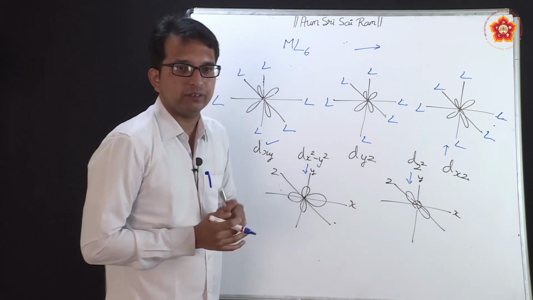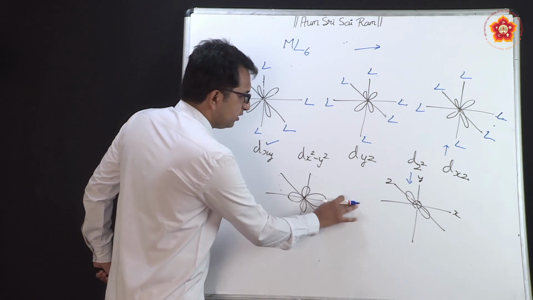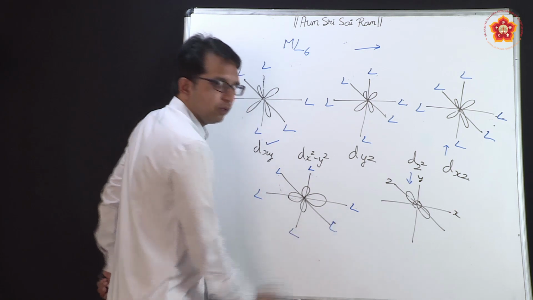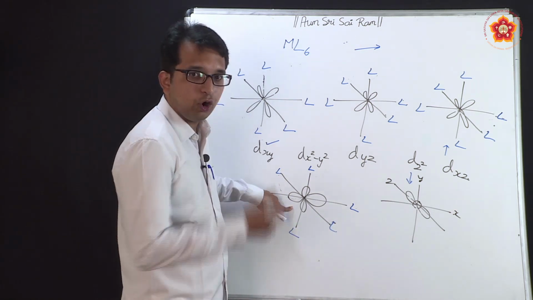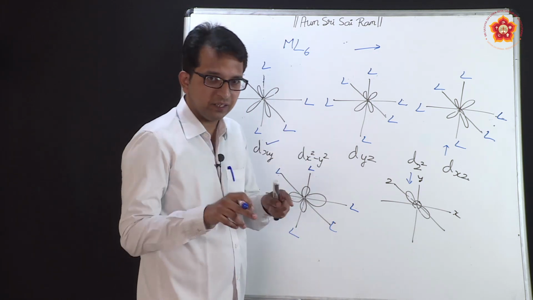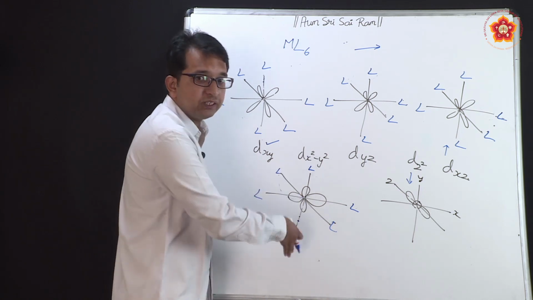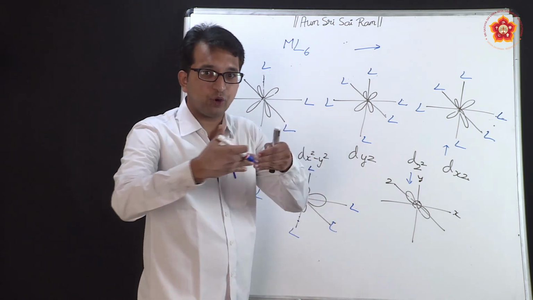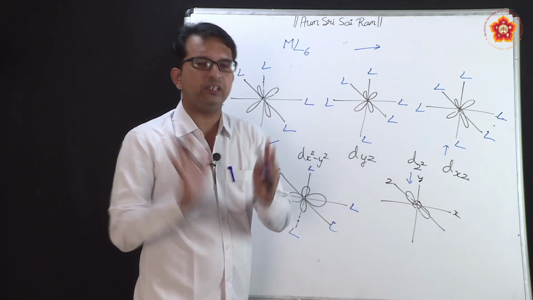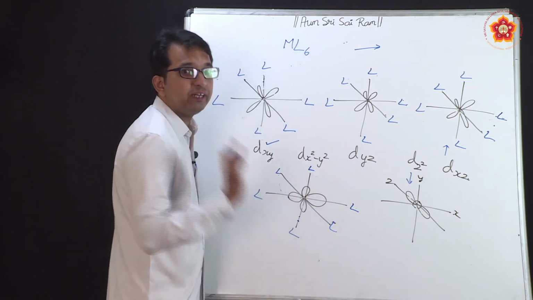But now come here, when you come to dx square minus y square, the ligand position remains the same, which is nothing but on the axis. So ligands are giving electrons on the axis, the orbitals of metal are also on the axis, meaning the electrons of ligand and electrons of the metal are present on the same axis, which means they are actually colliding with each other, and the presence of electrons together actually leads to repulsion. So we can understand that this condition will have high repulsion in place.